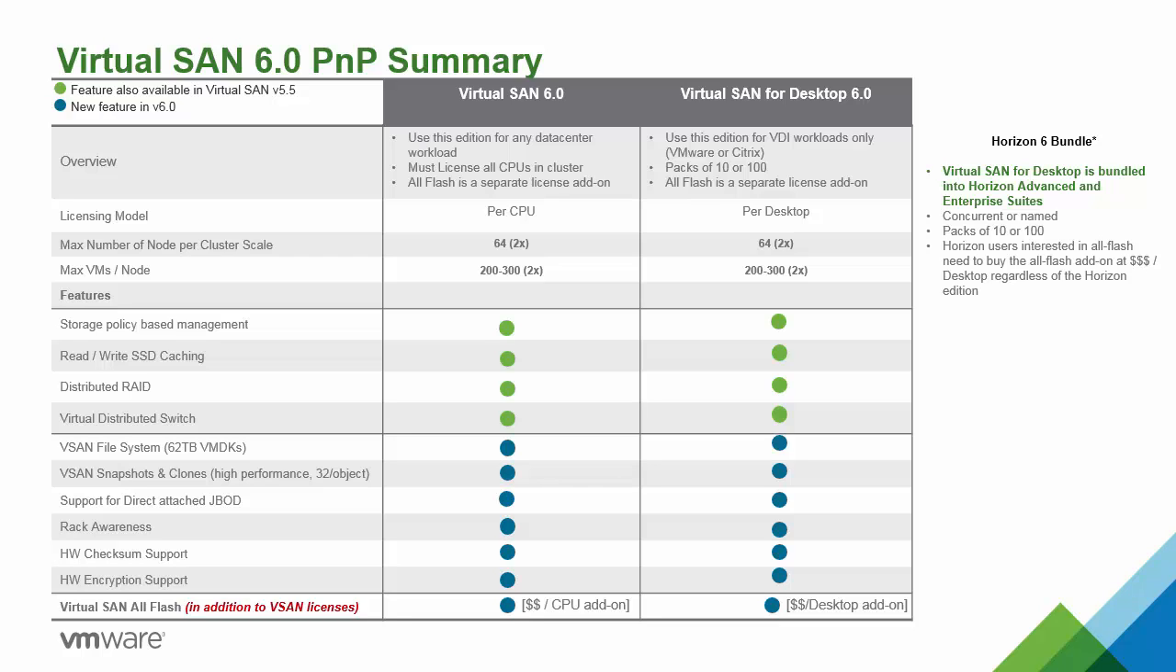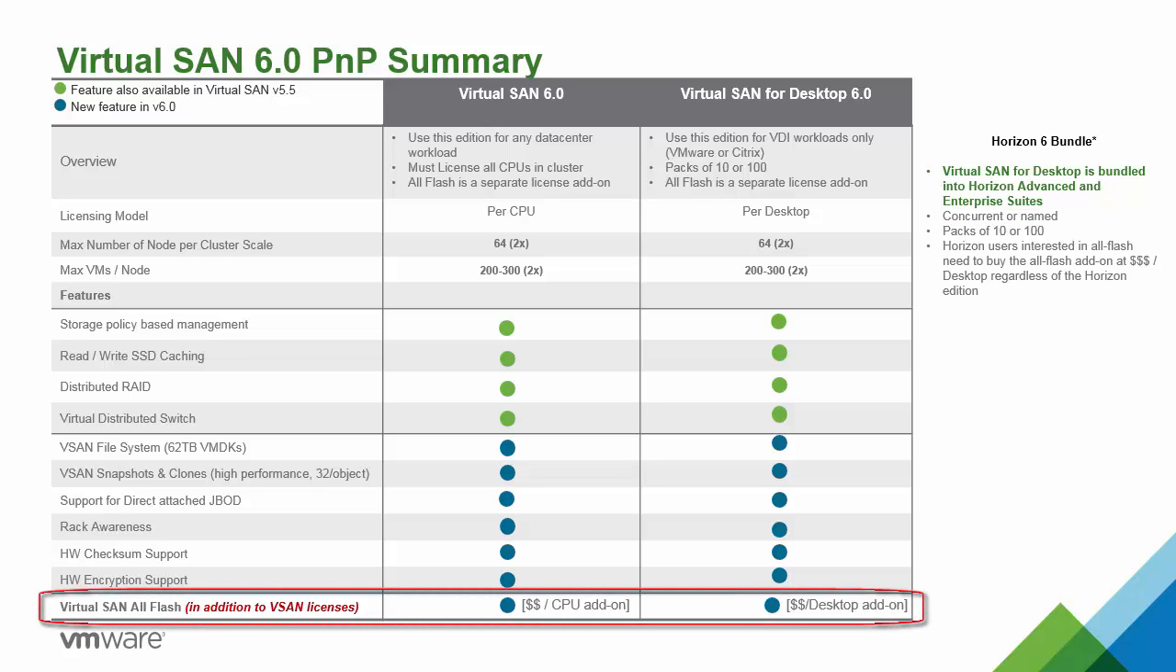vSAN 6 can be purchased in two primary licensing models for two different purposes. The first option is to purchase vSAN per CPU to be used for your server infrastructure. You would essentially match the number of vSphere licenses for the hosts that you will want to be a part of the vSAN cluster. The second option is to purchase it as part of the Horizon Advanced or Horizon Enterprise bundles on a per desktop basis to use for virtual desktop environment. The per desktop licenses are sold in either 10 or 100 packs for either concurrent or named users.